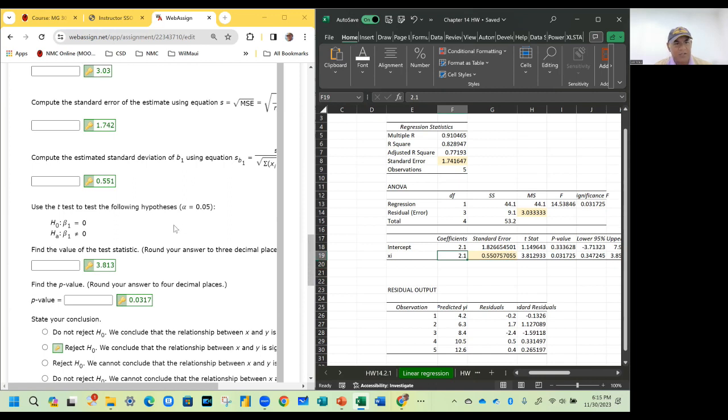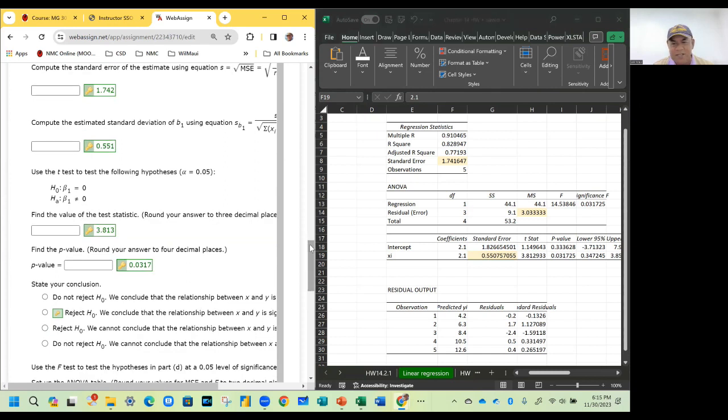And then what? So use the t-test to test the following hypothesis: Beta 1 is equal to 0, and the alternative is that it's not equal to 0. You're going to use the t-test. So to use the t-test, here's your t-value, no? Your t-value for your x, which is your independent variable.